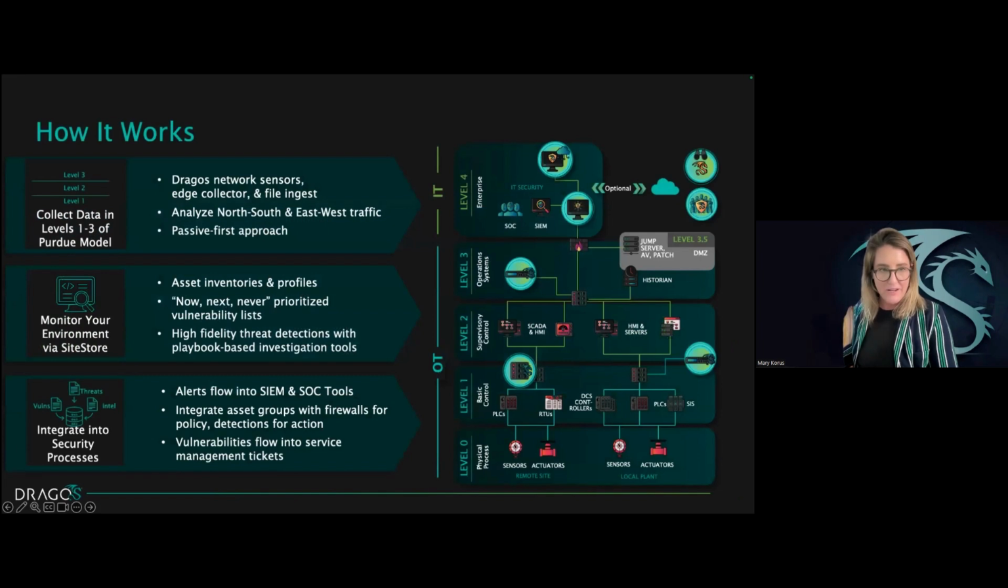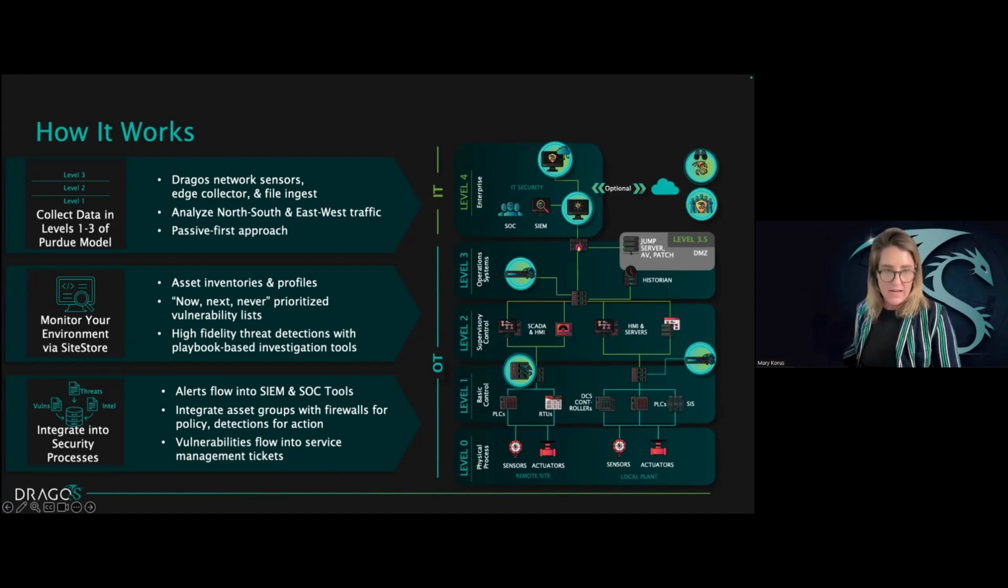So to set Dylan up really quickly here, it all starts with collecting the data, which we discussed, and the primary way that Dragos does that is through our network sensors, the Dragos sensor that is deployed in the environment. This is our primary method for passive data collection, but we acknowledge as things change and these environments continue to evolve, we are now expanding our data collection capabilities with our new edge collector and our file ingest capability that Dylan's going to walk through here in a second, all with the goal of analyzing that north, south, east, west traffic in these environments with a passive first approach.